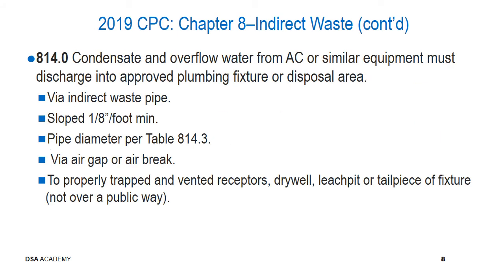Section 814 discusses the requirements for condensate and overflow water from air conditioners or similar equipment, and the fact that these particular indirect wastes must discharge into an approved plumbing fixture or disposal area. They have to be indirectly waste piped. The waste pipe has got to slope 1/8 inch minimum per foot. The pipe diameter must comply with Table 814.3.